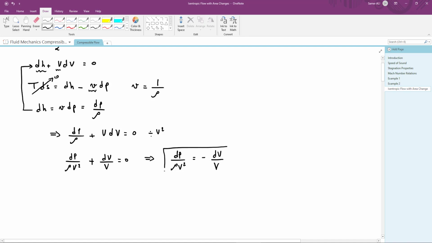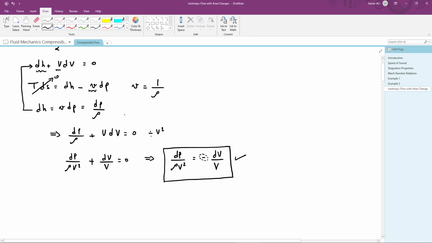So we have obtained a relationship relating the differential change in the pressure dP with the differential change in velocity for an isentropic flow. And you can see this important minus sign. That means that dP and dV will have this opposite relationship. So when dV is positive, dP will be negative. So that means when the velocity increases, for example, the pressure will decrease, and vice versa. So this is the first important equation that we have obtained.